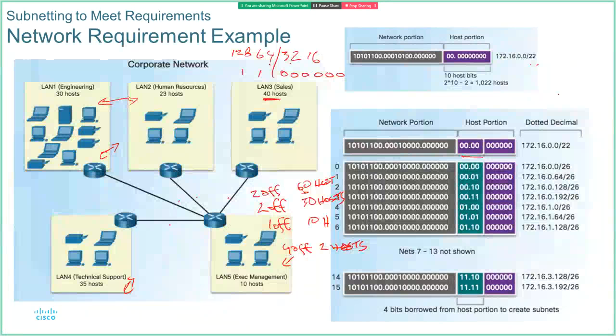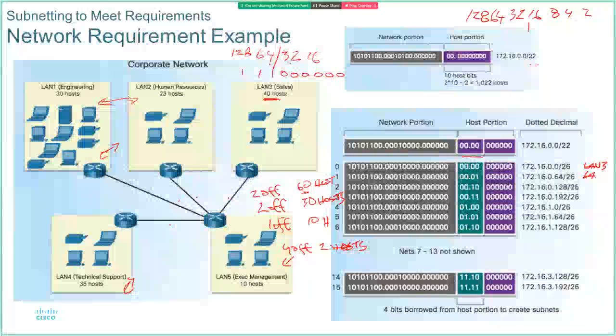No. So again, 2, 4, 8, 16, 32, 64, 128. So 16 networks would be created. So we could grab any of these and assign it to the first one. So this will become LAN 3 and then LAN 4. And then we could just grab this one and divide it into smaller portions, for example.